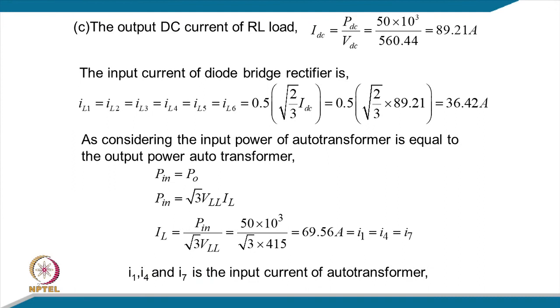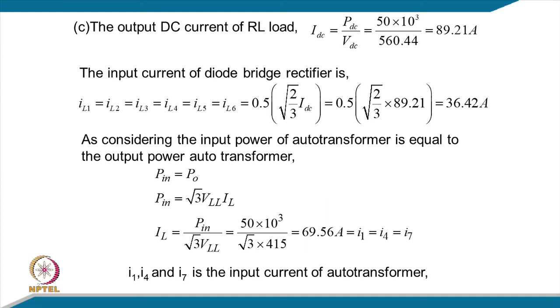Coming to the calculation, you can find the load current from power divided by the DC voltage, which comes to 89.21 ampere. You can find the RMS diode bridge current, root 2 by 3 times Id for 6 pulse. Then, considering the power and neglecting the losses, taking primary input power equal to output power, you can find it from this. Here you do not have any reactive power burden because of the diodes, and we consider displacement factor close to unity. So we take the power factor as one, and we can find the line current from this relation.